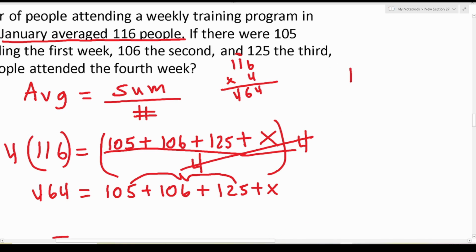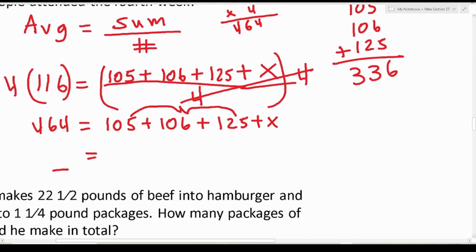This is 105, 106, and 125. 5 plus 5 is 10, plus 6 is 16. So we're going to drop down a 6 and carry a 1. 1 plus 2 is 3. 1 plus 1 plus 1 is 3. So this right here is 336, so this becomes 336 plus x equals 464. To get x by itself now, we're going to subtract 336 from both sides. This crosses out here, leaving you with just x.